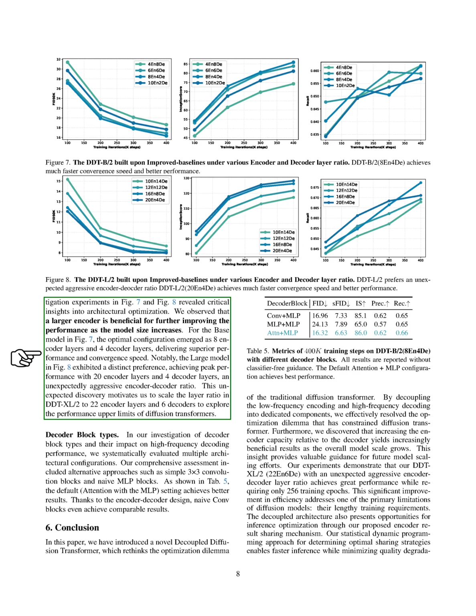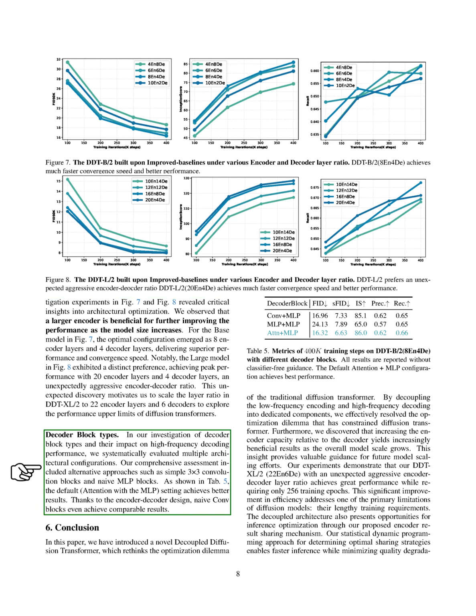For the base model, the best configuration is 8 encoder layers and 4 decoder layers, which enhances both performance and convergence speed. Interestingly, the large model shows a preference for 20 encoder layers and 4 decoder layers, indicating a surprisingly aggressive encoder-decoder ratio. This finding encourages us to increase the layer ratio in DDT-XL2 to 22 encoder layers and 6 decoder layers to further investigate the performance limits of diffusion transformers.